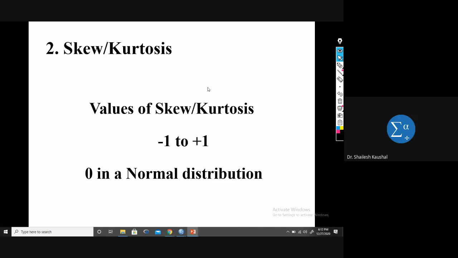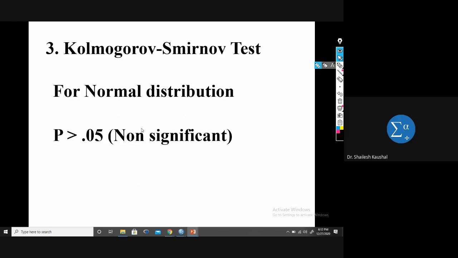Second method to find whether our data is normally distributed or not, the value of skewness and kurtosis. It should be between -1 to +1, and ideally it should be 0 for a normal distribution. And third method, the KS test, Kolmogorov-Smirnov test. Through this test, the p-value should be greater than 0.05. It means the result should be non-significant here. So for assumptions, normality and homogeneity, the p-value should be greater than 0.05. So this is about the normality, and how to do it in SPSS I will take one case study.